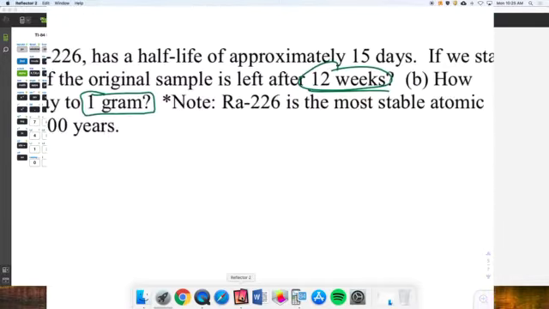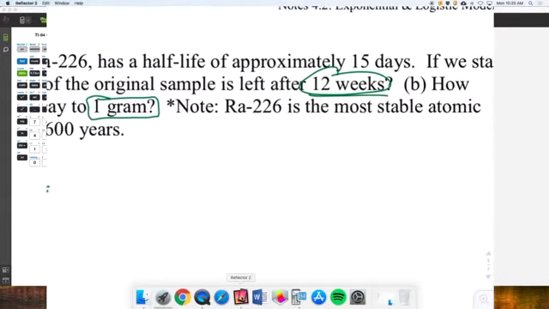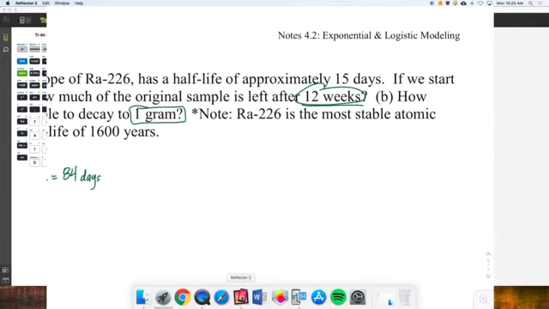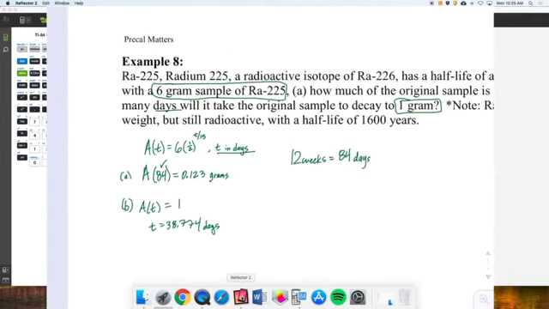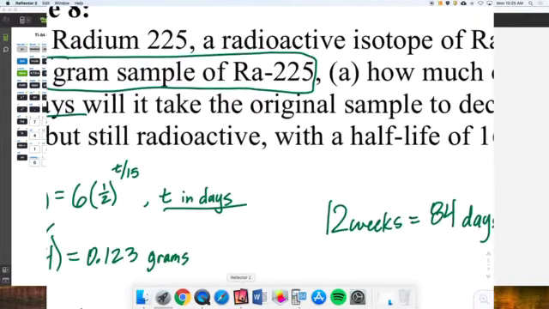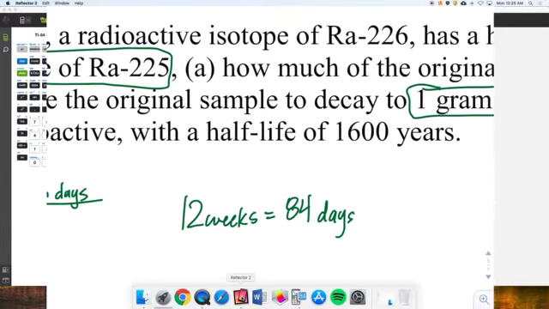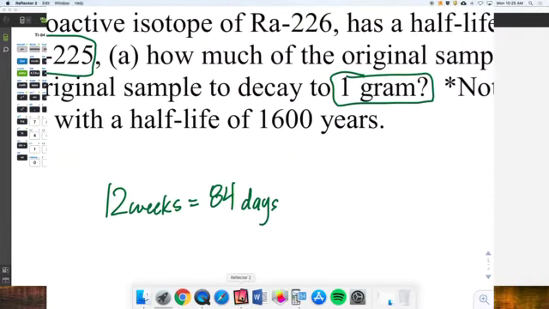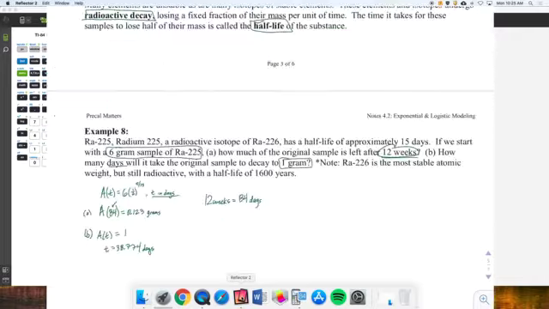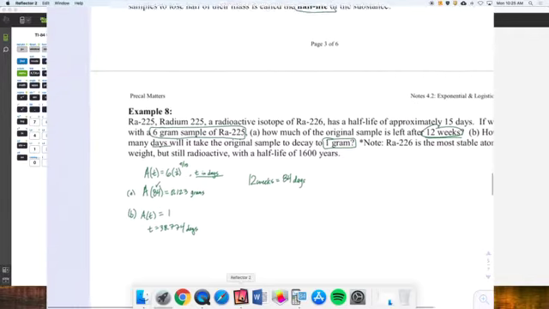Now, just a little side note here, radium-226, a slightly heavier version, is the most stable atomic weight, but it's still radioactive. It has a half-life, though, not of 15 days, but of 1,600 years. Wow. Okay, so relatively more stable, but still not very. Okay? Questions on that one?